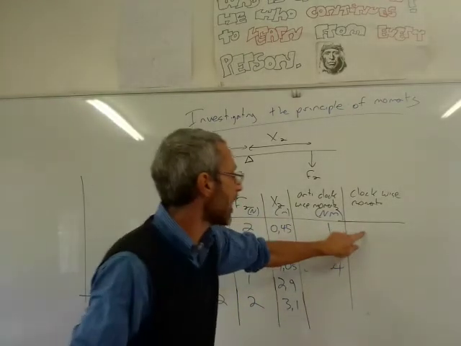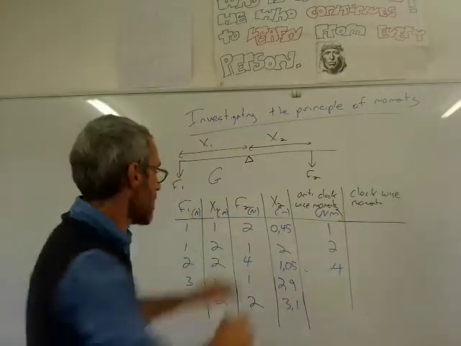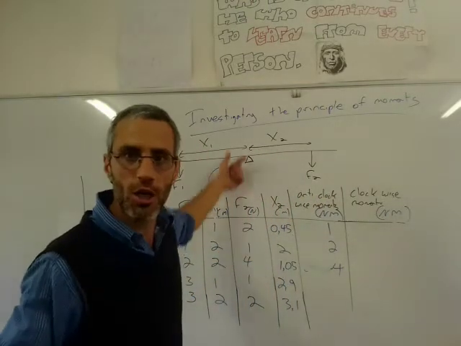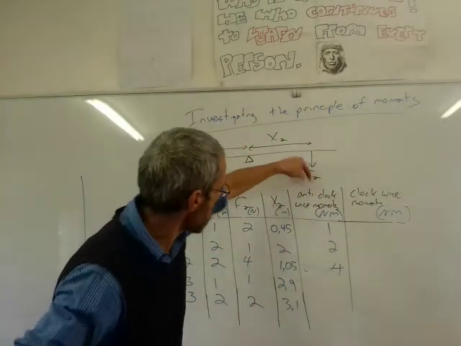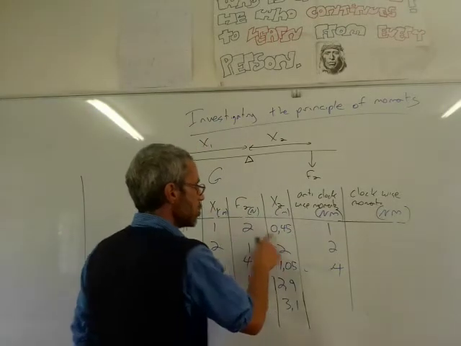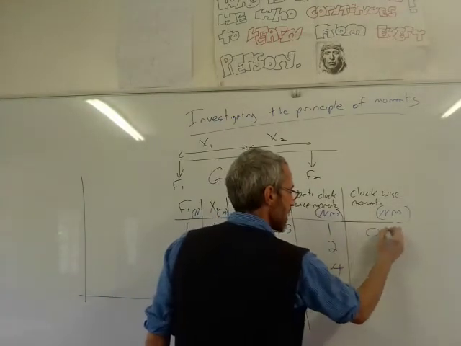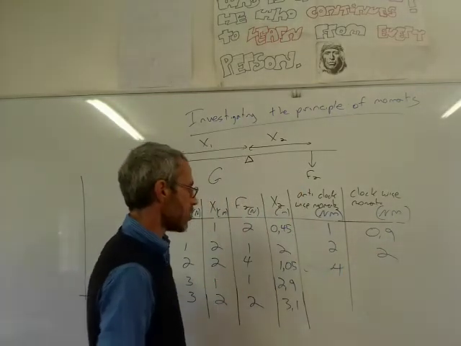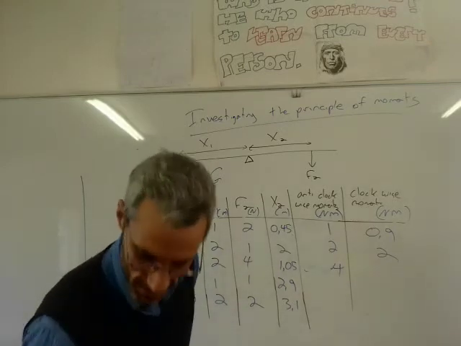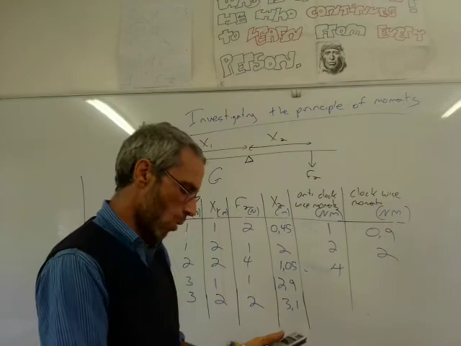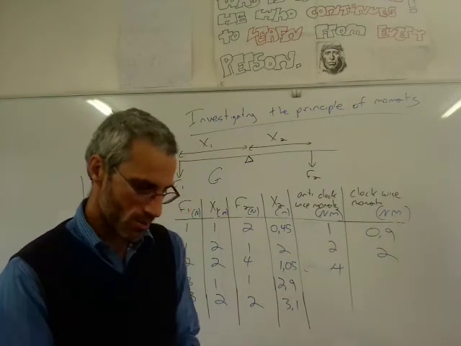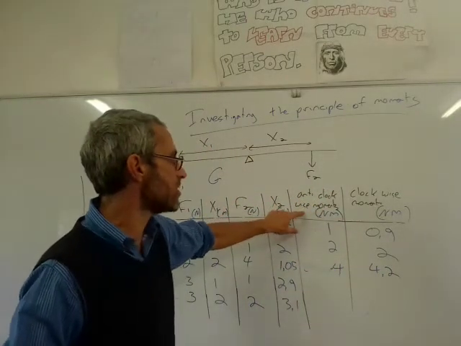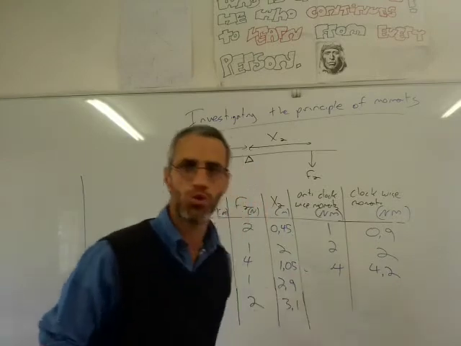Now we've got to calculate for each one of those the clockwise moments. Again, because we use Newton meters, the unit will be Newton meters. So now I've got to look at the forces on the right. These are the clockwise moments, F2 and X2. So 2 times 0.45 is 0.9. 1 times 2 is 2. 4 times 1.05, I don't know what. Let's use a calculator. 4 times 1.05, 4.2. So we calculated the anti-clockwise moments and the clockwise moments. You still need to do it for those two.